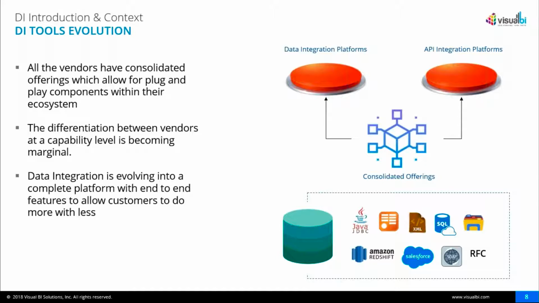And now the data integration vendors moved on to a consolidated offering where all of this is packaged into one solution, which gives various options for connectivity. The differentiation between the vendors in terms of capability is actually becoming marginal. It's very, very thin today. And as a next step, what we are noticing is it is moving to become a platform-based offering that can do a lot of plug and play and gives much more sophistication to do data integration. As you can see, you have 2 options, either data integration platforms or API integration platforms.